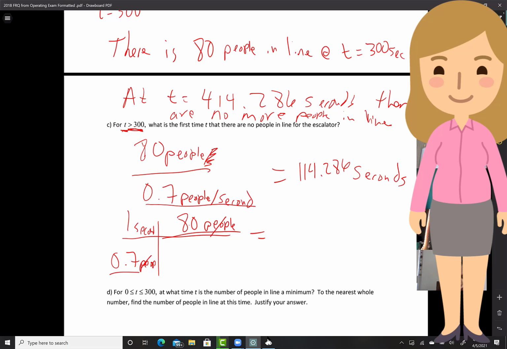If you use proper English, you'll get it right no matter what. So if you use the 114.286, make sure that you got a reference at 300, right? 114.286 seconds after t equals 300. But this is guaranteed, the 414.286. All right, how do we feel so far? All right, last one.